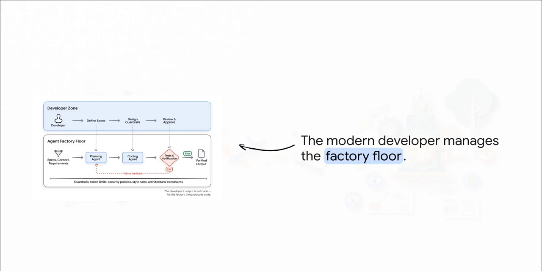You are now managing the entire factory floor. The modern developer designs the assembly line itself. You're writing the blueprints, setting the safety guardrails, and building those automated testing stations that catch bad code and immediately kick it back to the AI for a rewrite.